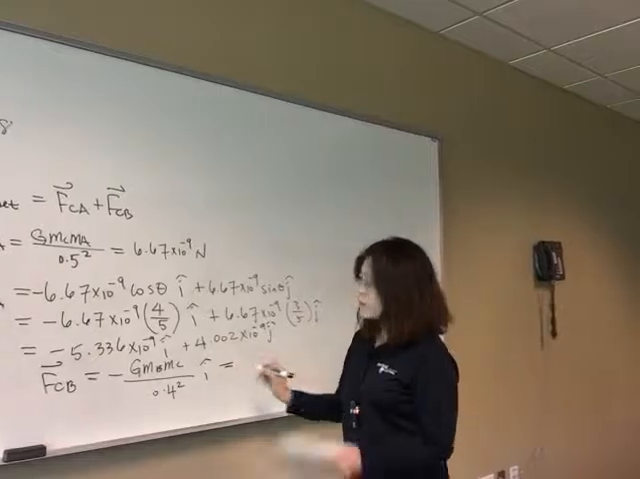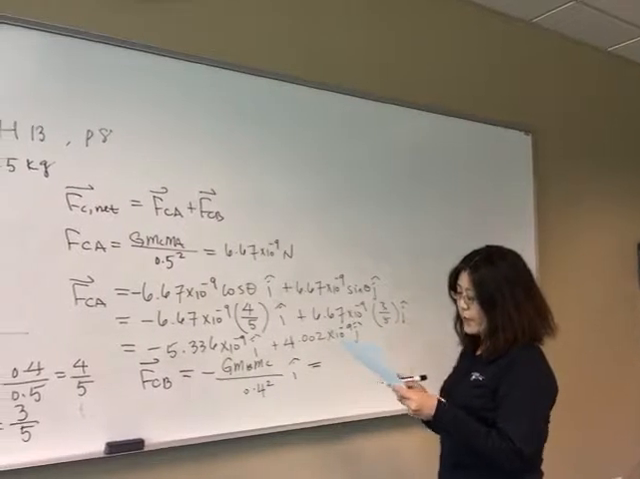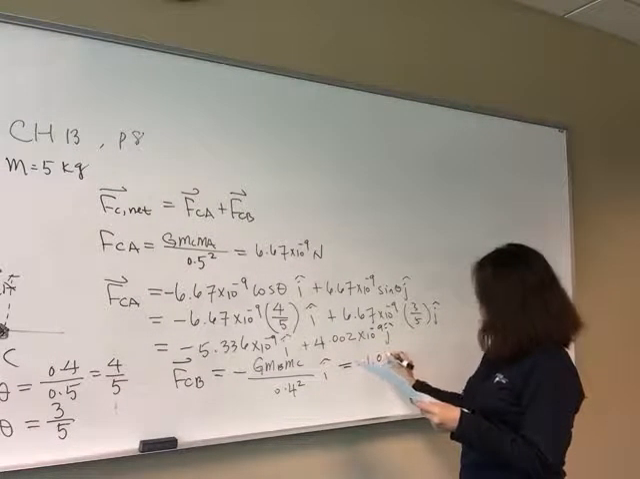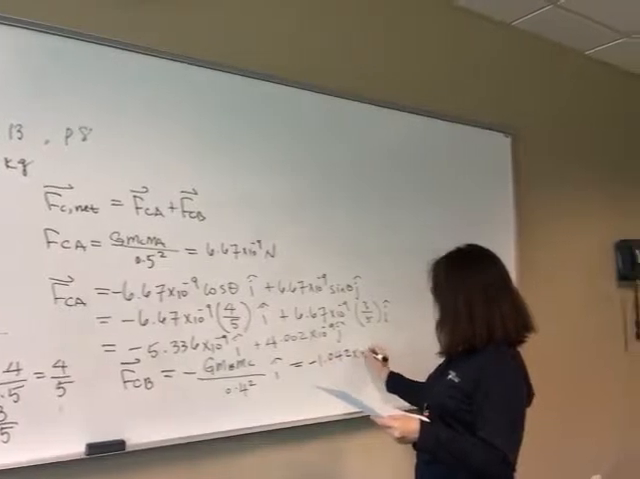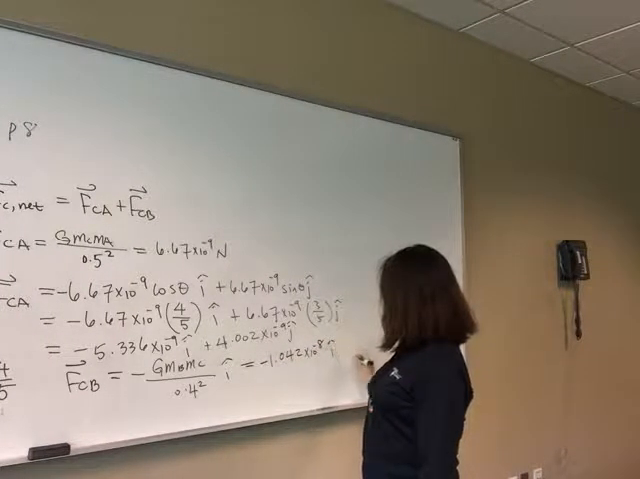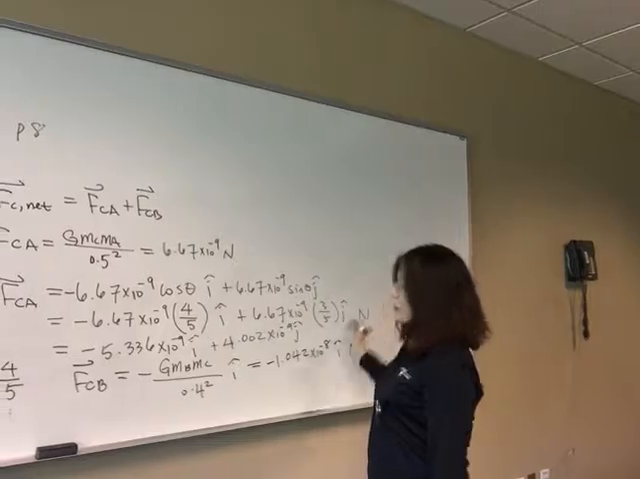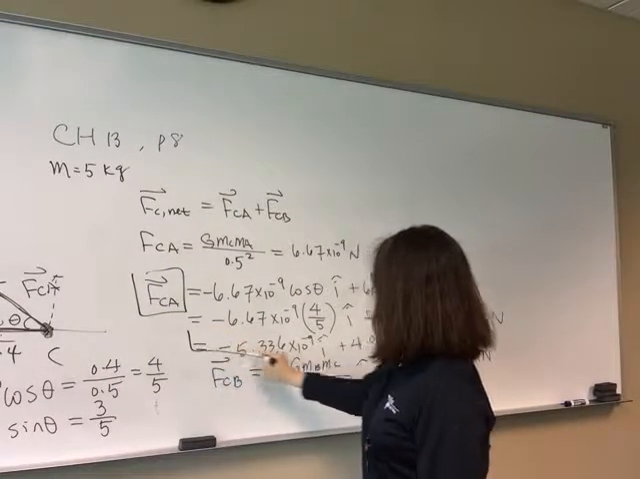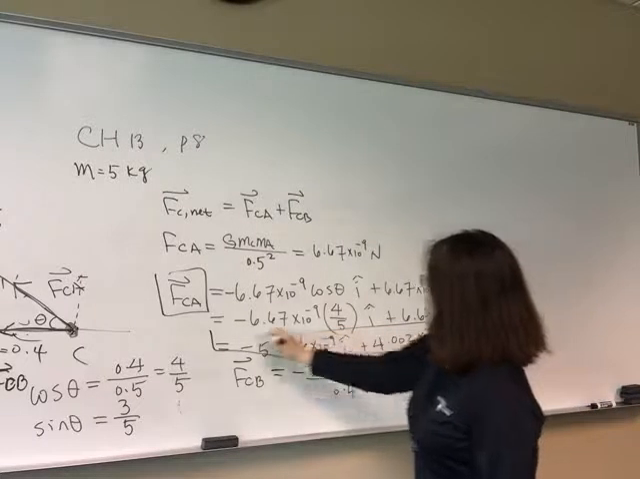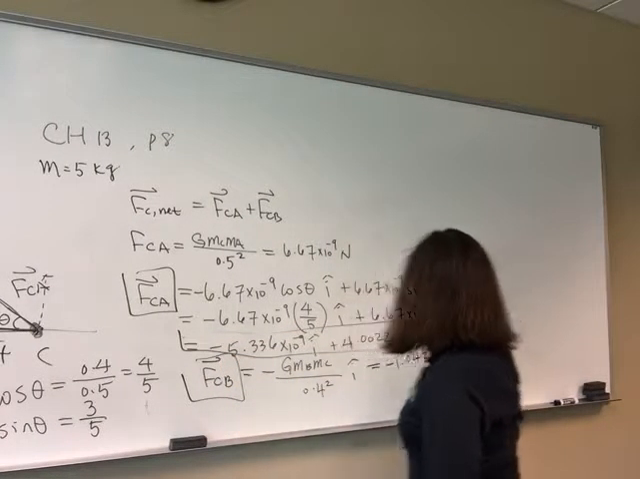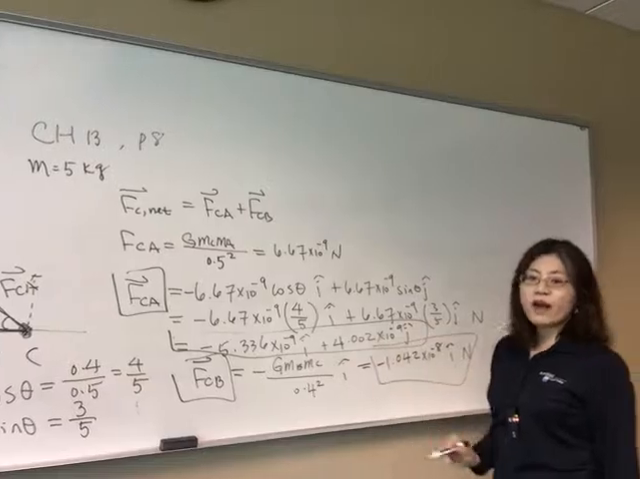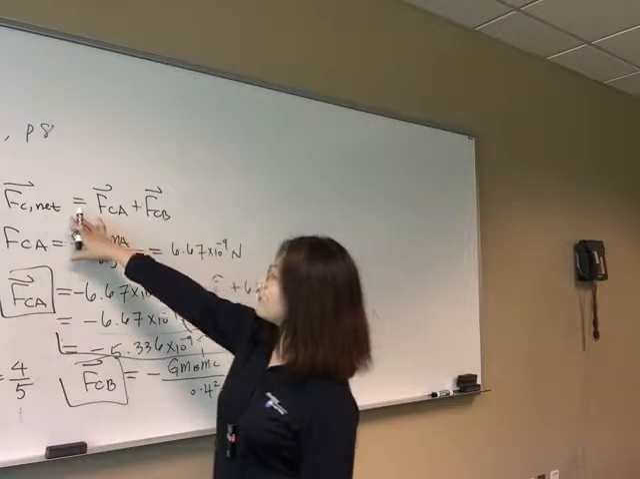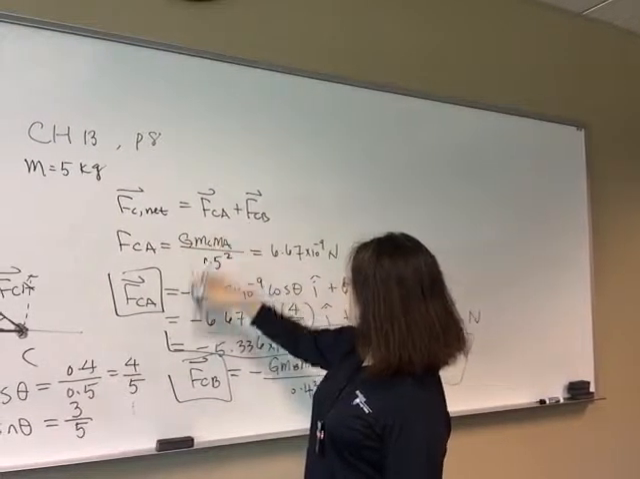After you plug in the numbers, you should have the value negative 1.042 times 10 to the negative 8th, and that's i hat, and those are in newtons. So you have the FCA, that is this, and then you have your FCB, that is this. So you can do a vector sum. You add, because the net force acting on particle C is FCA plus FCB.